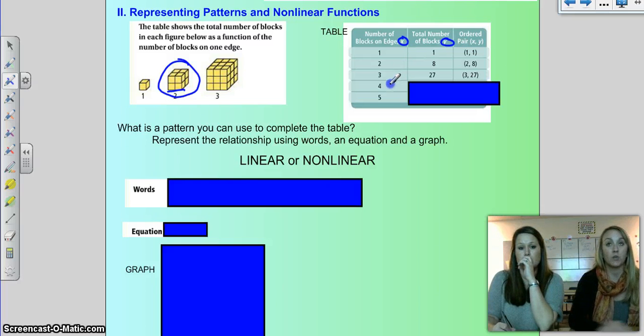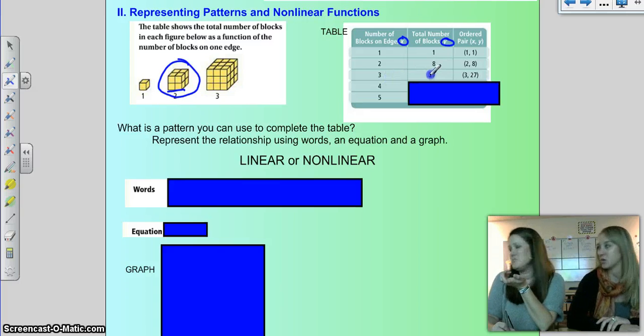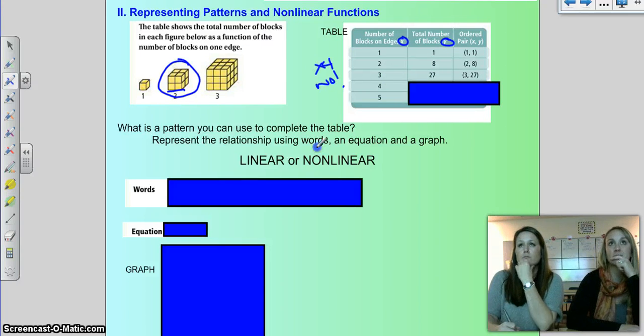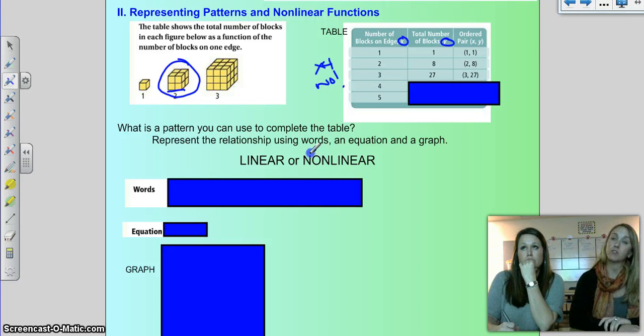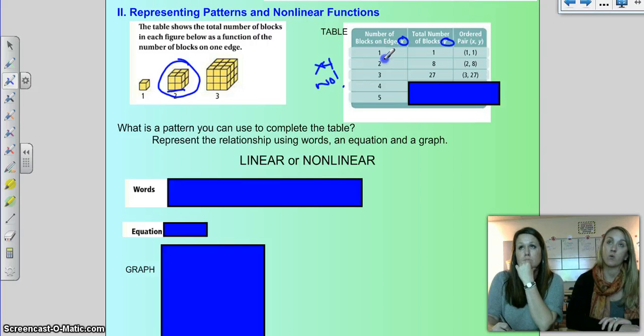We see that it goes from 2 to 8, and then 3 to 27. So I could say, okay, it's 2 times 4 to get to 8. But yet 3 times 4 would not be 27. So it's not times 4. No. So what's another pattern that you can think of? Well, would it be squared? So 2 squared is 4, not 8. And 3 squared is 9, so that's not it. Nope, it's not squared either.